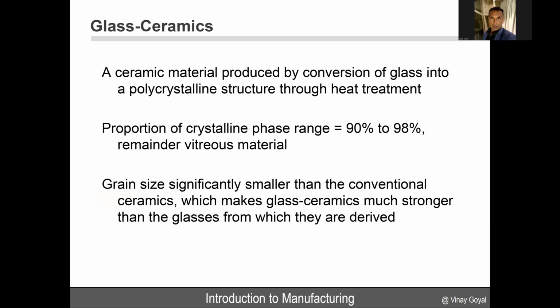Glass ceramics: a ceramic material produced by conversion of glass into a polycrystalline structure through heat treatment. The proportion of crystalline phase can be from 90% to 98%, and the grain size is significantly smaller than in conventional ceramics, which makes glass ceramics much stronger than the glasses from which they're derived. So glass ceramics have an advantage due to their polycrystalline structure through heat treatment.